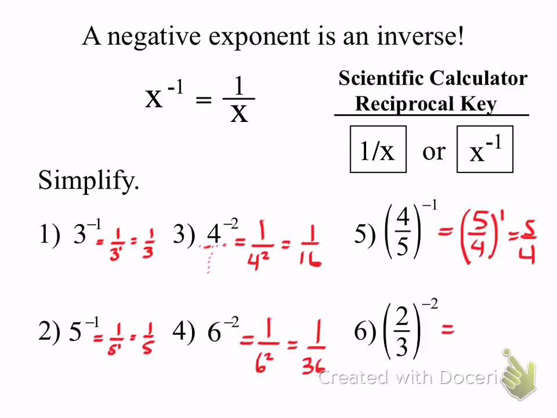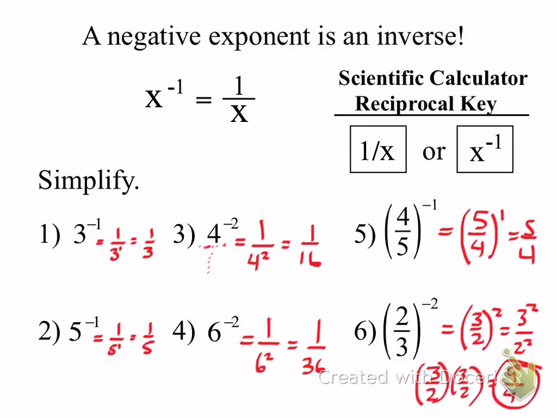Okay, so what do you think number 6 would be? Step 1 would be what? How do I get rid of the negative exponent? I see Luca. 3 over 2 to the power of 2. Perfect. And then we say 3 is squared and 2 is squared. Or we could also say it like this: 3 over 2 times 3 over 2, which really equals 9 over 4.